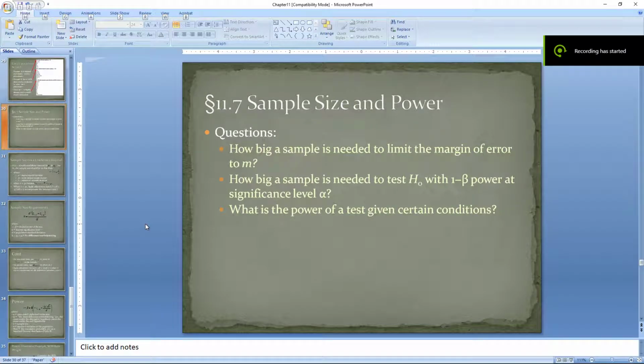Hello and welcome to part 3 of our video in chapter 11, Inference About a Mean. We're going to be going over sample size and power.